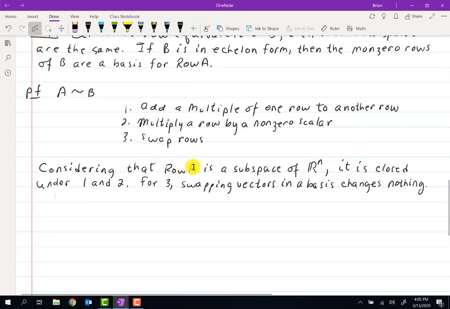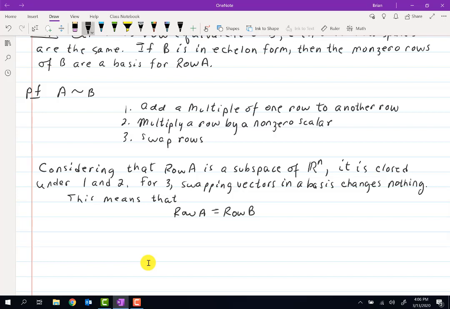So I start with row A, do these 3 things to it, which doesn't affect it at all, and I somehow end up at B, then row A and row B must be the same because all of these things still produce vectors that are in row A. In fact, all this means that row A is a subset of row B. On the other hand, you can always reverse this stuff in the opposite direction to go backwards, so I don't really need this subset at all. Let's just make it equal.